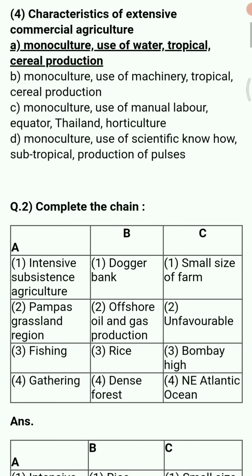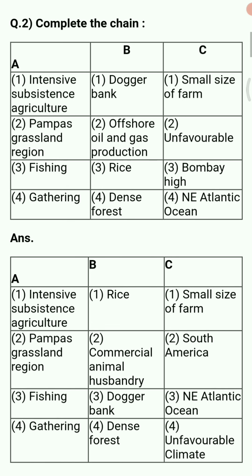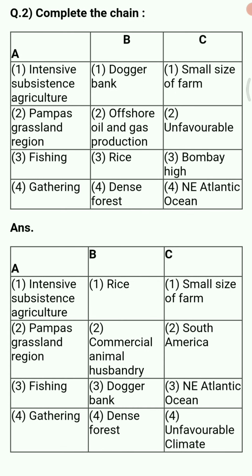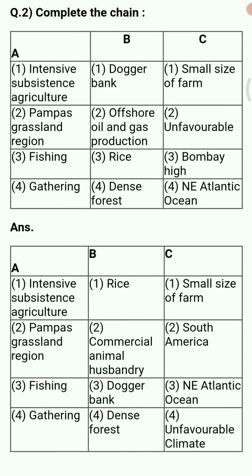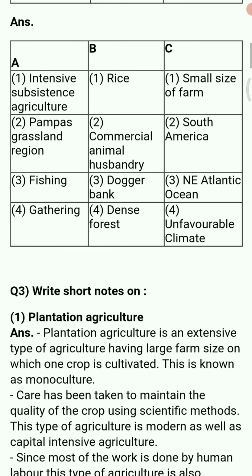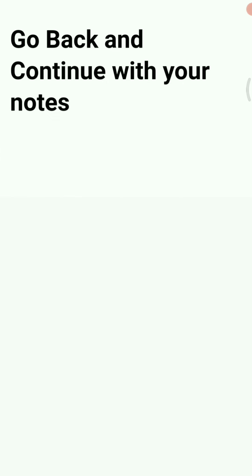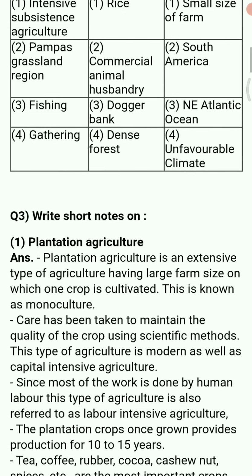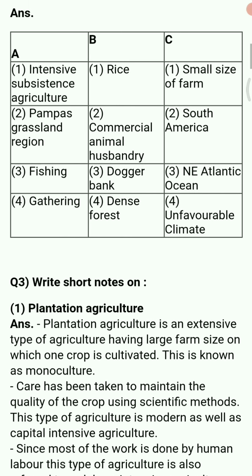Now let us move to complete the chain, that is question number 2. We have 3 columns A, B and C. You just have to compare and find out the answers. So the answers are as follows. Intensive subsistence agriculture is rice. Rice is grown, and a small size of farm is seen over here. Next is the Pampas grassland region. It is a commercial animal husbandry place because it is a grassland, so it is animal husbandry, and it is seen in South America.